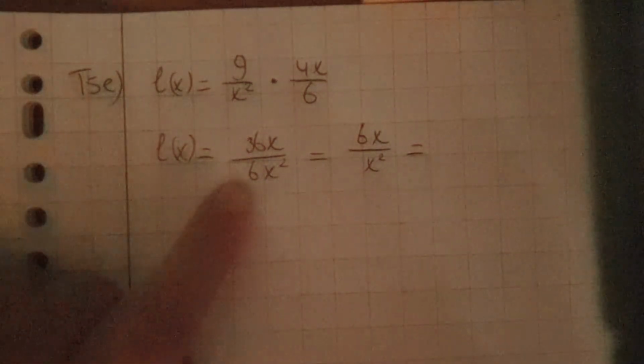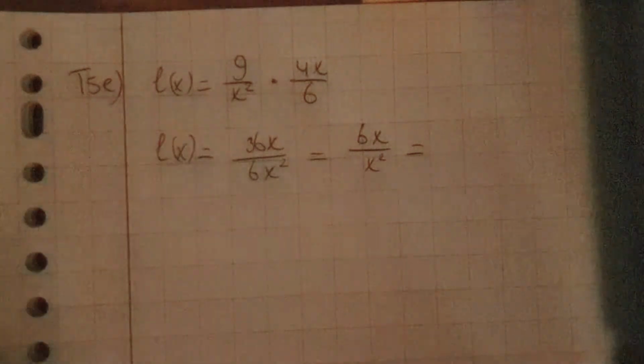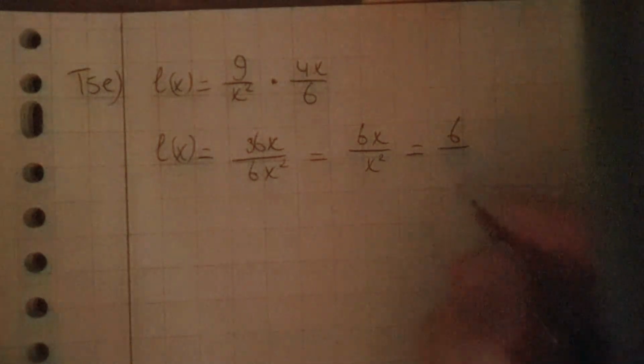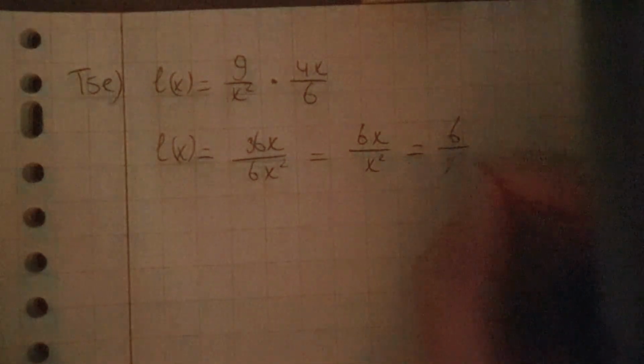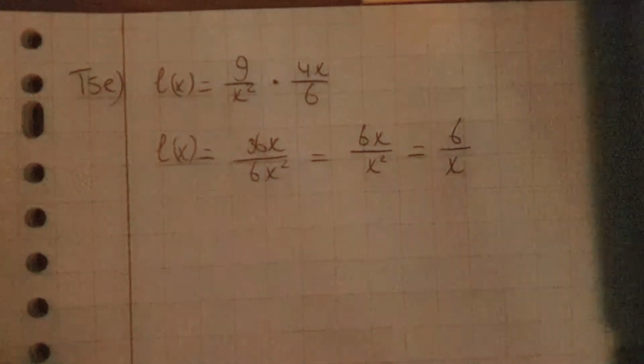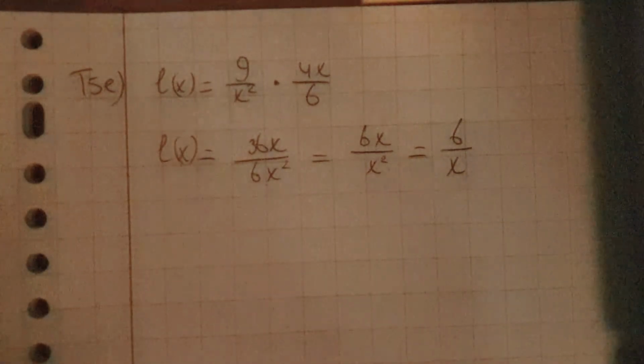Now I'm going to look at the letters. There's an x to the power of 1 and an x to the power of 2. So I can divide both by x. So the leftover here is 6, and the leftover here is x to the power of 1, but you don't have to write the 1. So it's 6 divided by x.